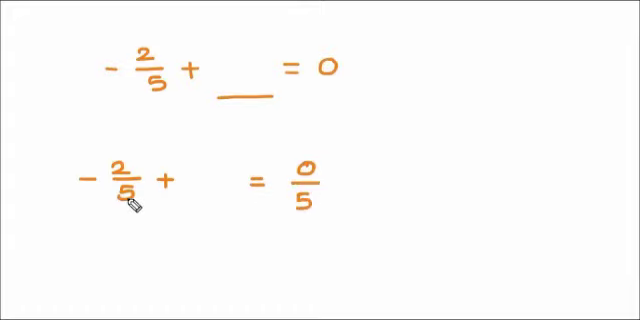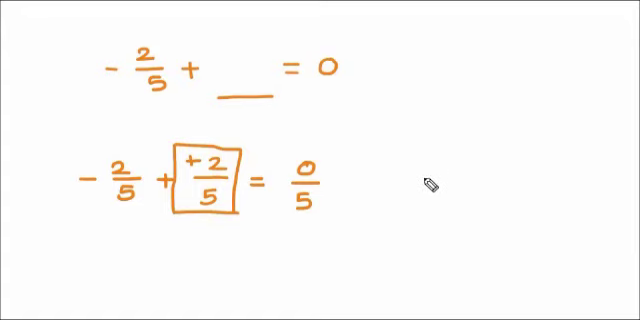Which means here my denominator is 5, here my denominator is 5. So this number should have denominator 5, so that the denominator stays the same. So we know what is the denominator of this number. Now minus 2 plus something is 0. We know that in integers the additive inverse is just to change the sign. So minus 2 plus 2 is going to be equal to 0. So additive inverse of minus 2 upon 5 is plus 2 upon 5.